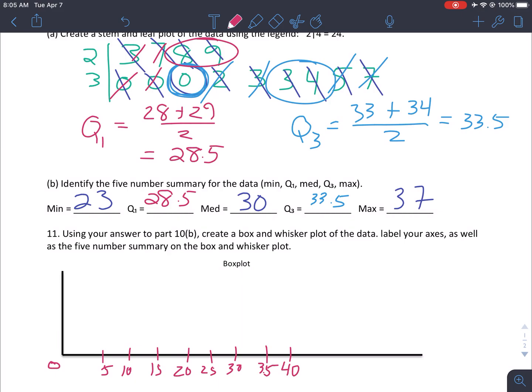With a box plot, we don't need to label anything on the vertical axis. The first whisker occurs at 23, and then the left side of the box occurs at 28.5. The median is at 30. The third quartile is the right side of the box, that's 33.5. And the last whisker occurs at 37.